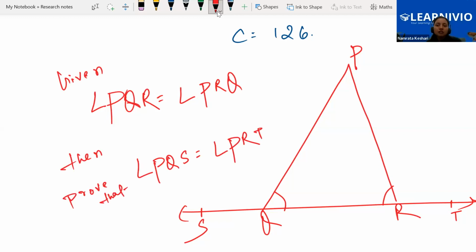This is the figure. The figure is a triangle. You can see in the figure angle P, angle Q, R. I have mentioned over here. ST is a straight line. Okay, it is given that angle PQR is equal to angle PRQ.